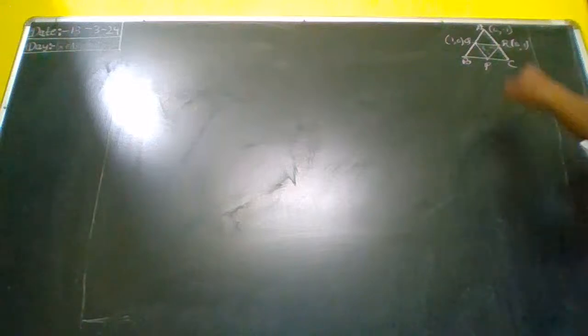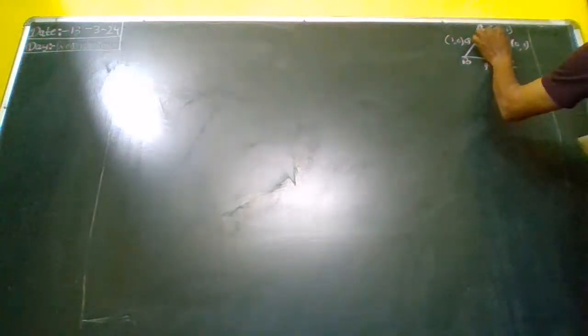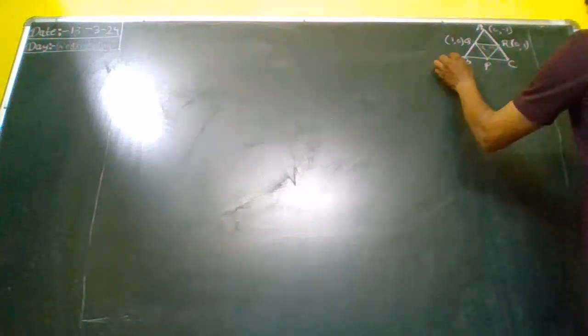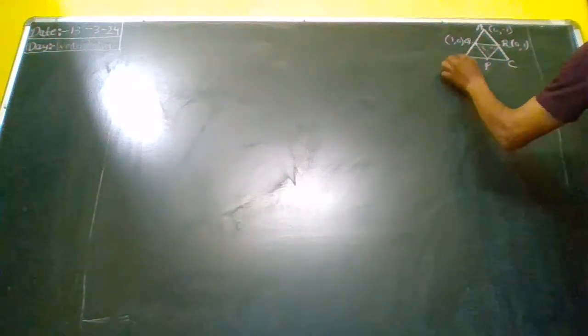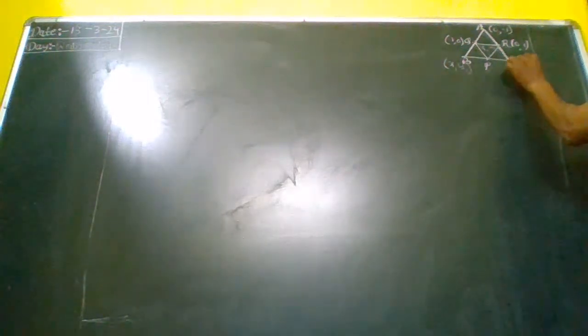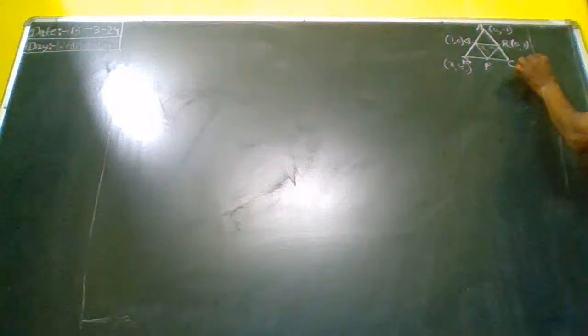So the coordinates of A is (0, -1), and the coordinates of B I am going to take here as (x1, y1) and the other as (x2, y2). So how to solve this problem? Before solving the problem, let us take down the problem.